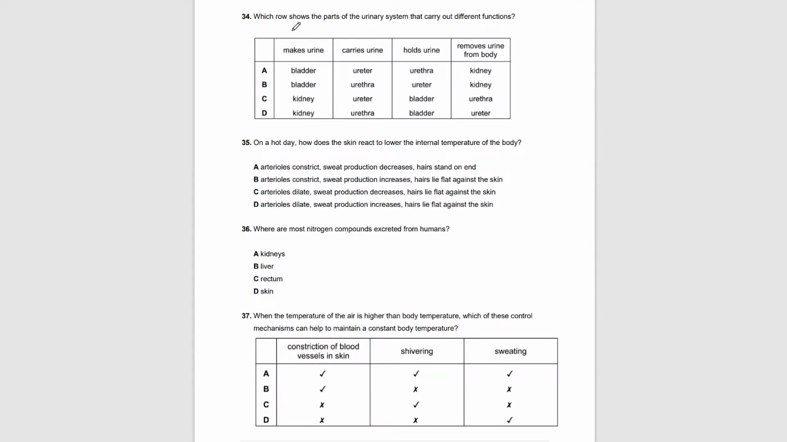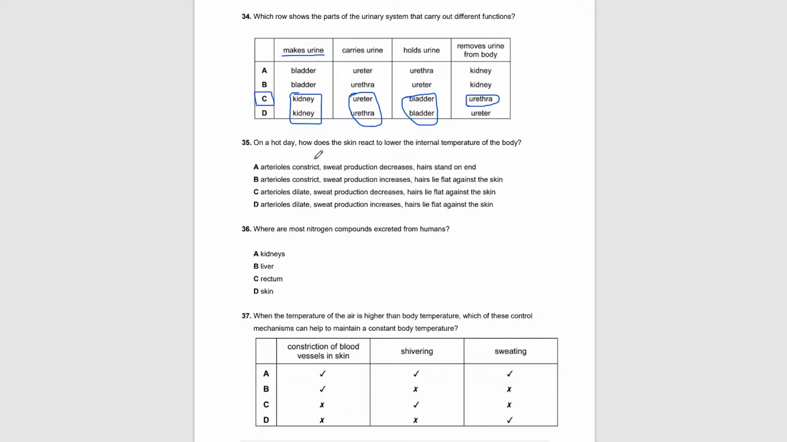Question 34. Which row shows the parts of the urinary system that carry out different functions? Makes urine, kidneys make urine. Carries urine, urethra and ureter both carry urine. Ureter carries urine from the kidneys to the bladder and urethra carries urine from the bladder to the outside of the body. Holds urine, bladder holds the urine. Removes urine from the body, it's urethra.